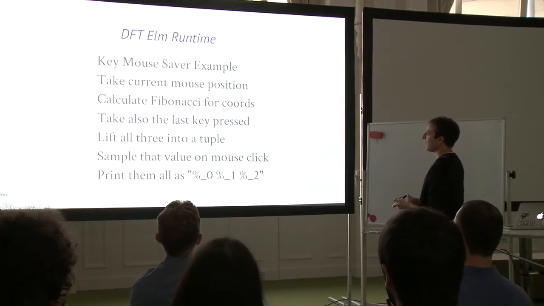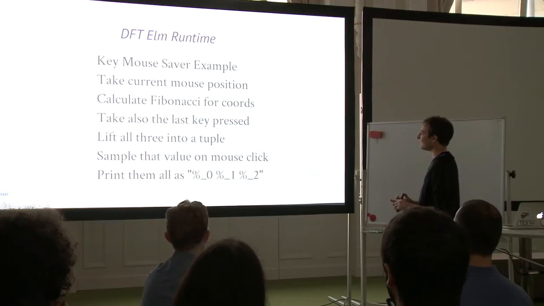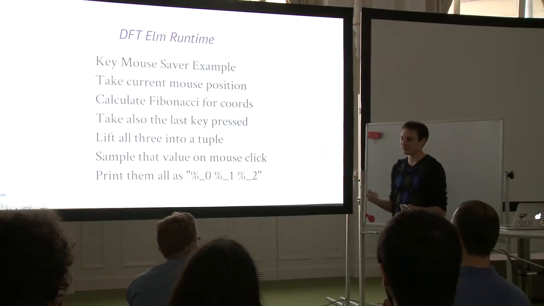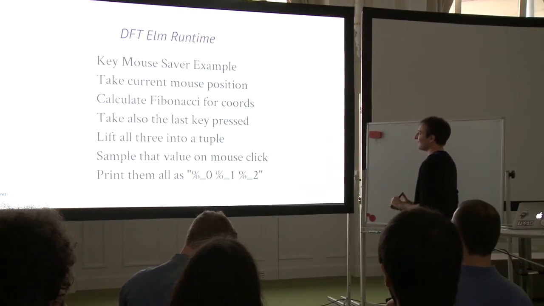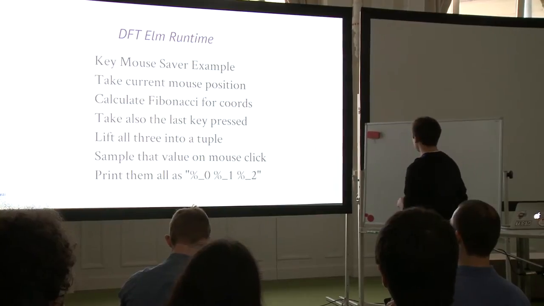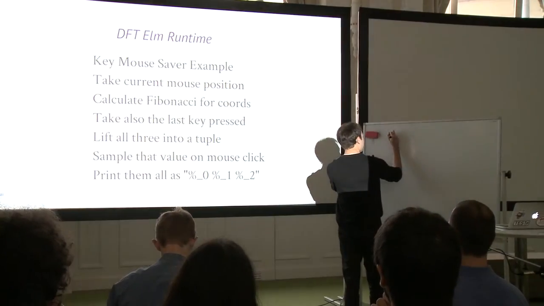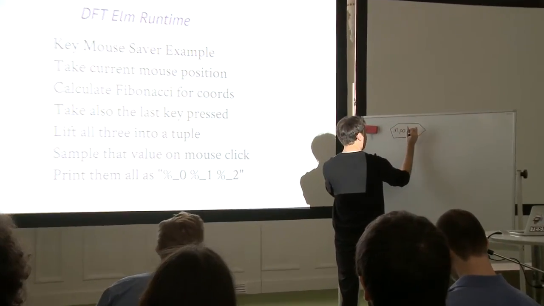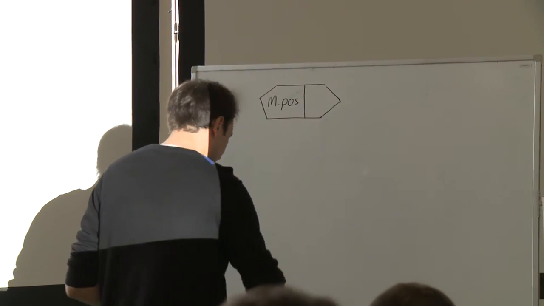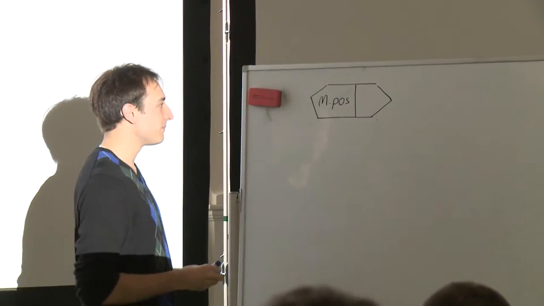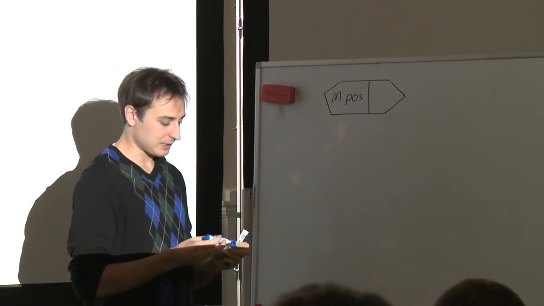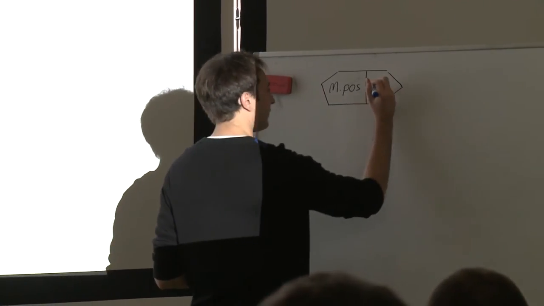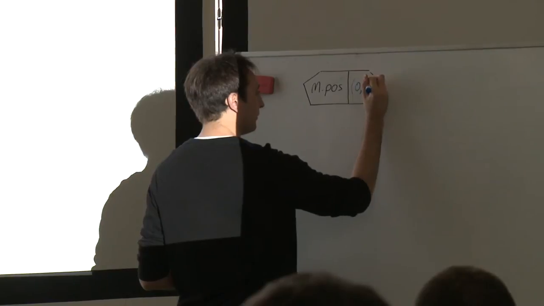So this is called the key mouse saver example, because we're going to be saving the keyboard and the mouse, and we're going to be displaying it for you, and it'll be this really revolutionary tool for all of us. We're going to take the current mouse position, and to do that, we're going to build an input. We'll call this m.position. Whenever you build an input, you have to give it an initial value. When we do this in code, we don't do this, but it is seeded with an initial value at runtime. And so for us, we're going to say that this is the tuple 0, 0.